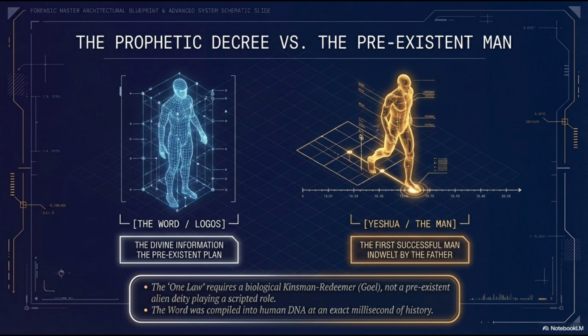This is where the research gets incredibly intense. We are moving into the legal paradox and the blueprint of the kin redeemer. To understand this, we have to look at Romans chapter 7 and what the sources call the divorce decree. I want to slow down here because this is forensic theology at its finest, and it requires connecting some very specific dots between the Old and New Testaments.